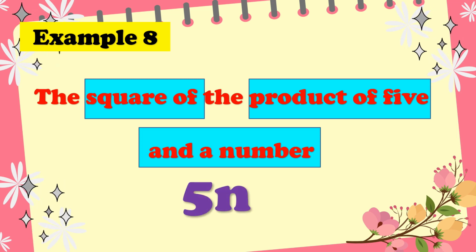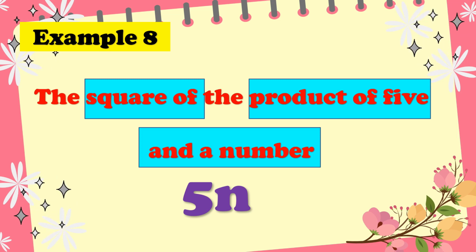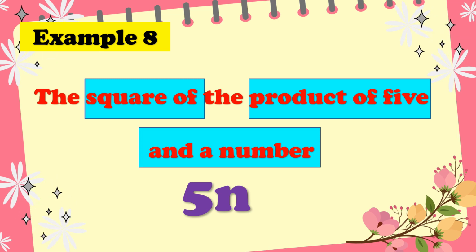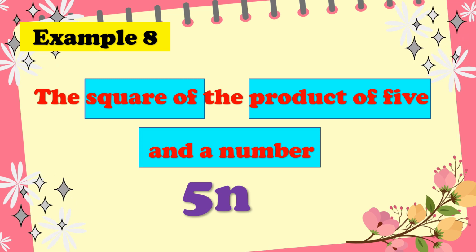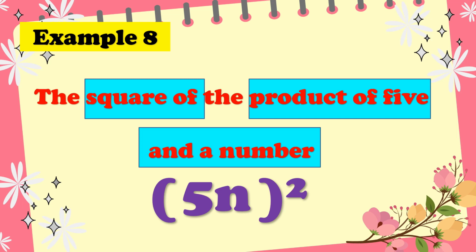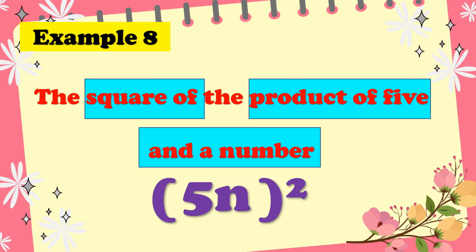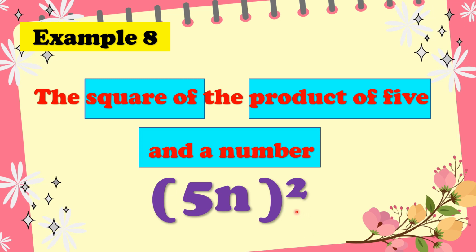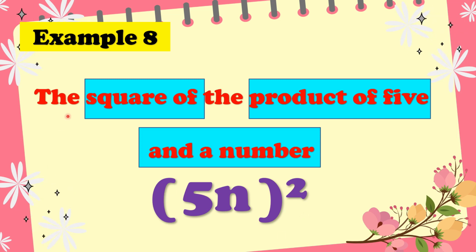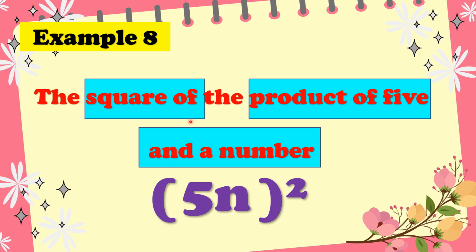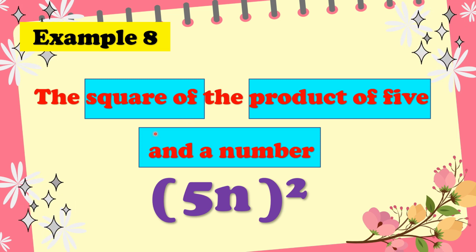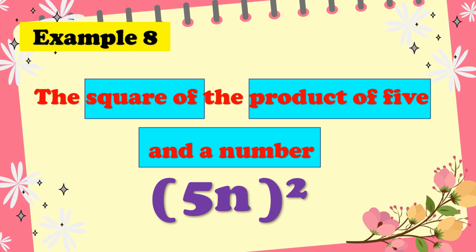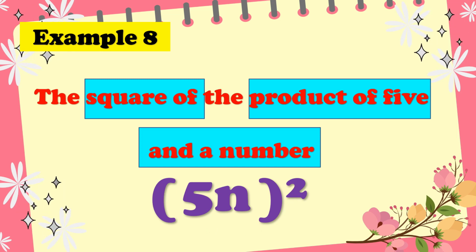At ang tinutukoy ng problem na to is yung square ng product nila. So, dahil magkagrupo sila, gagamit tayo ng grouping symbol, which is the parentheses. Tapos, saka natin ilalagay yung square or yung exponent na 2. Pag nakita nyo kasi yung word na square of, tatandaan natin that the quantity will be raised to the second power. Kaya, 2 ang exponent natin.